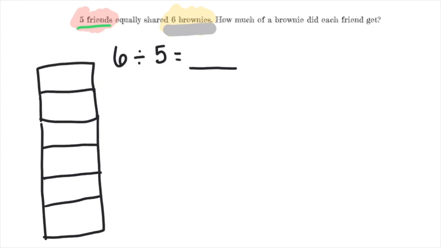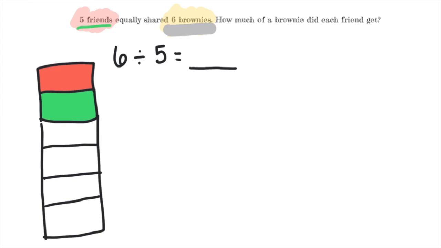So I have 1, 2, 3, 4, 5, 6 brownies, and I have 5 friends. And I want to share that with 5 friends equally. Well, instead of breaking up these numbers, I know that every person can get 1 whole piece of brownie, right? 1, 2, 3.